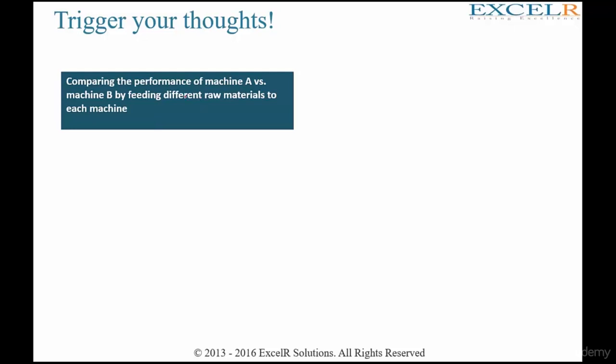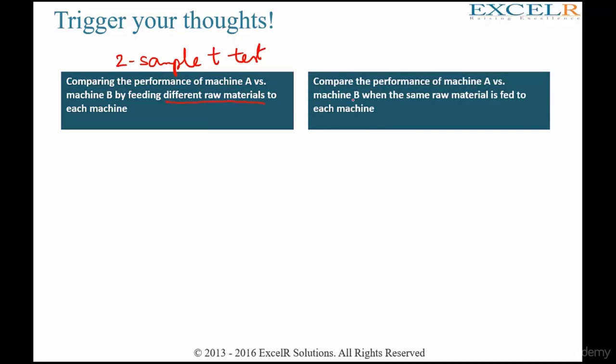We are trying to compare the performance of two machines by feeding different raw materials. Since you're feeding different raw materials, external conditions are different. If external conditions are different, we proceed with two sample t-test. On the contrary, if we are comparing the performance of machine A and machine B, when the same raw material is fed to each machine, then the external conditions are the same. Then we tend to perform paired t-test.